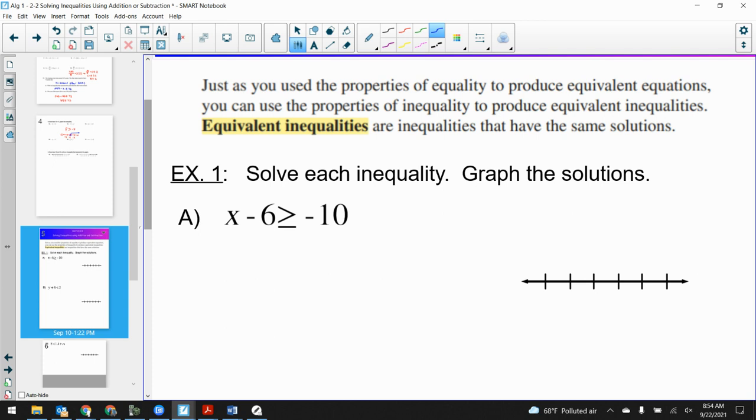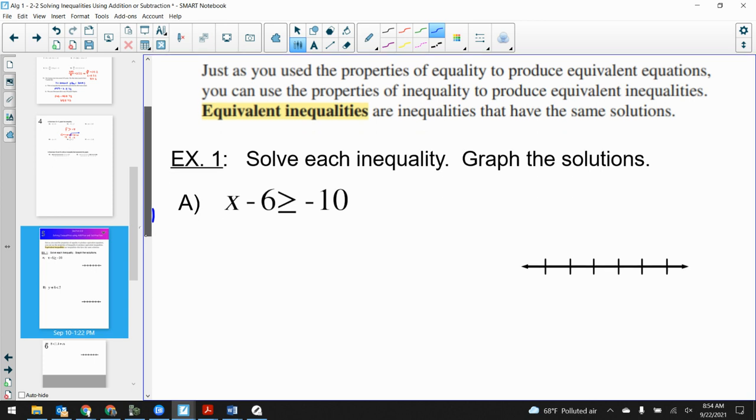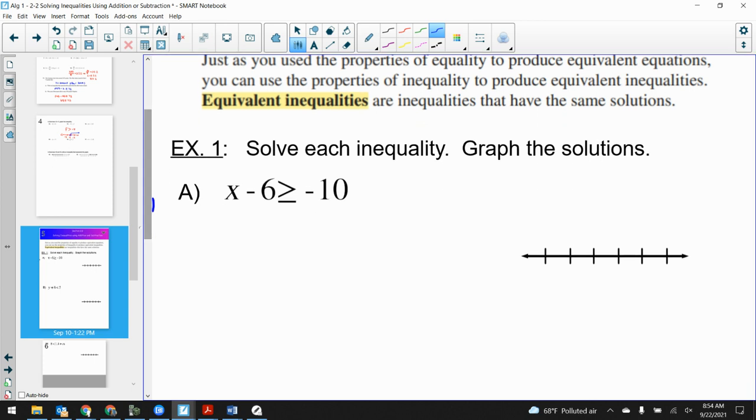Like for example here, how would I solve this inequality? What gets x alone? You can add 6 to the other side. Exactly. I add 6 to both sides. Just like if this was an equation, I add 6 to both sides, and I get x is greater than or equal to -4.